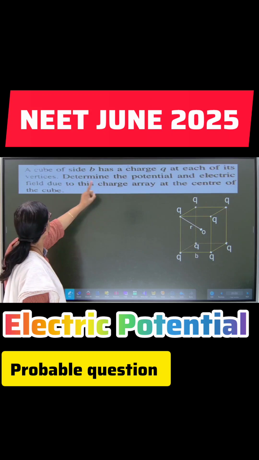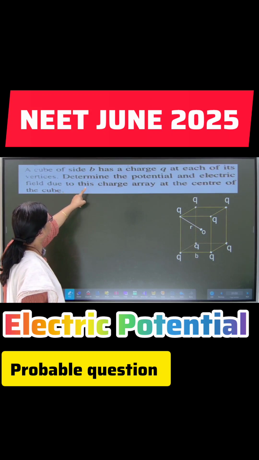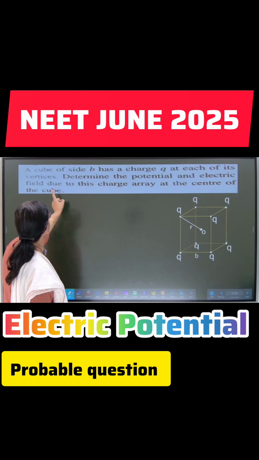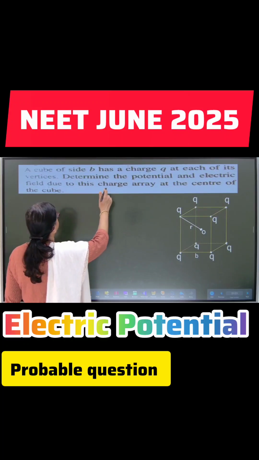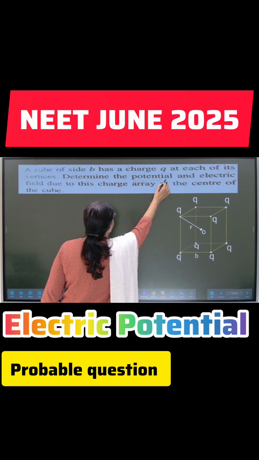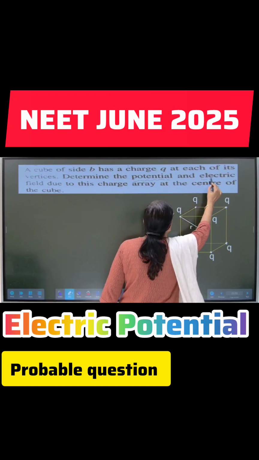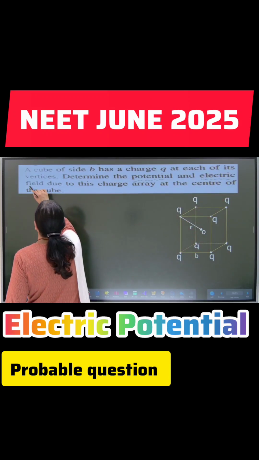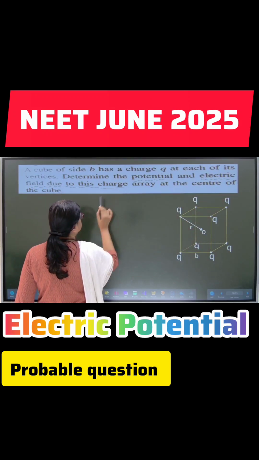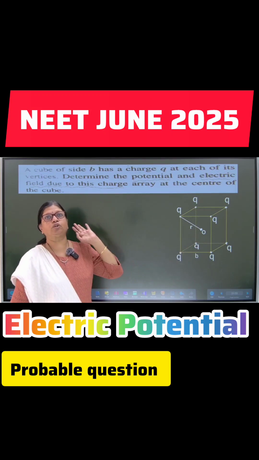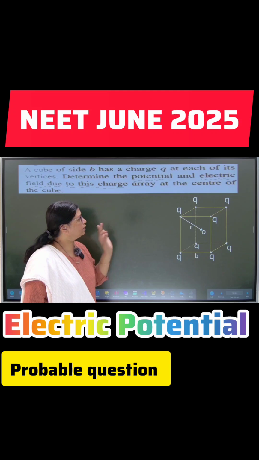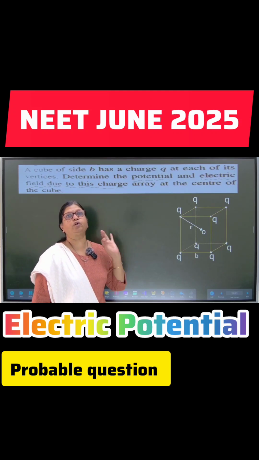Determine the potential and the electric field due to this charge array at the center of the cube. Now there are two parts in this particular question: determine the potential and then determine the electric field due to this charge at the center of the cube. This is the center of the cube. So now first let us talk about the potential. Now for the potential, what do we need?